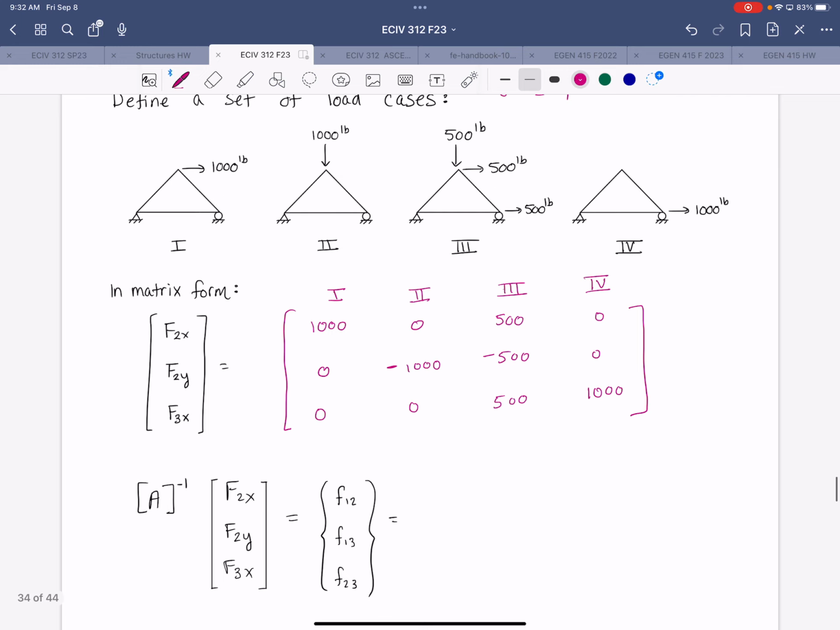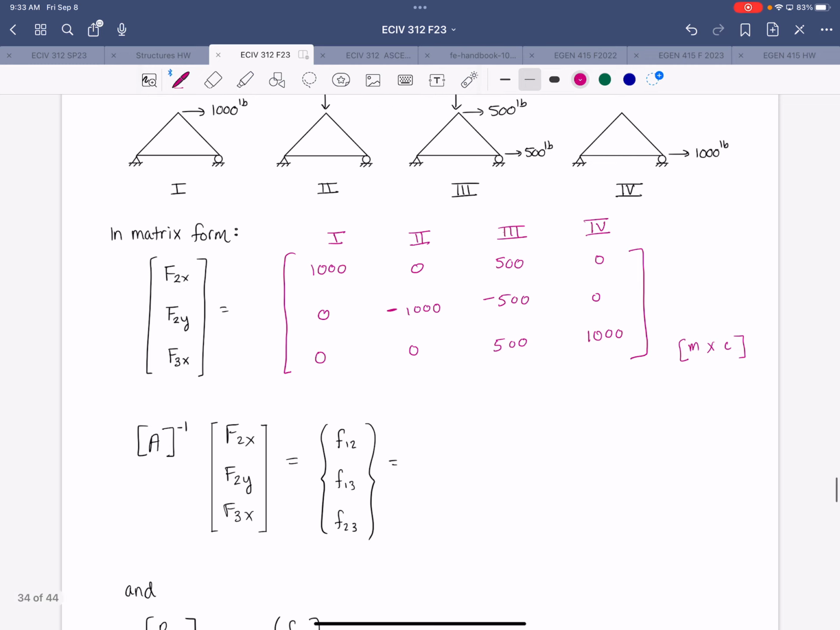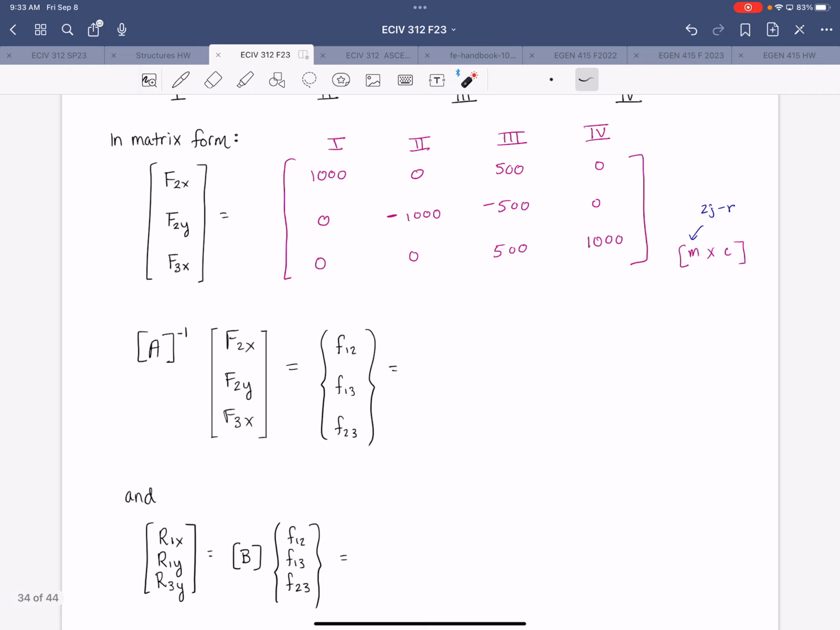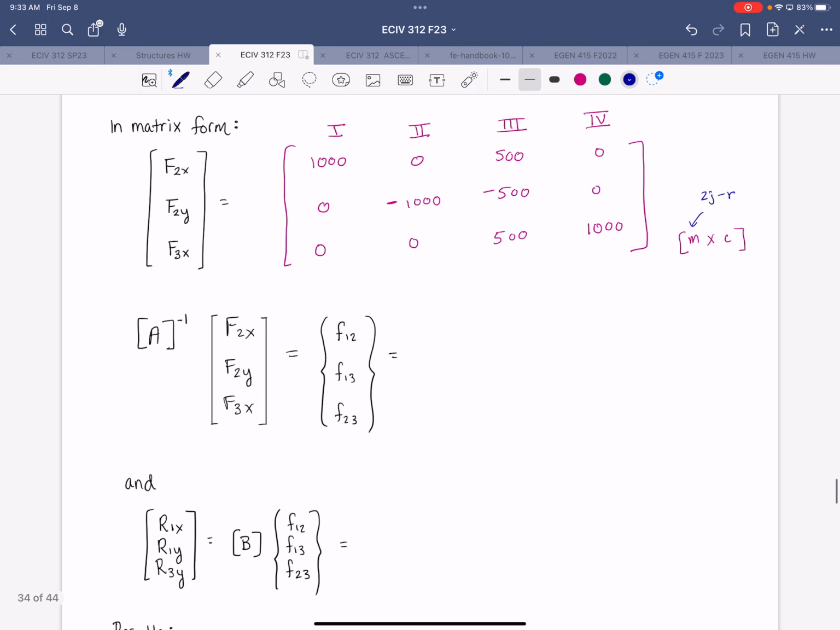So the size of this matrix, as you can see, we have M rows and C columns. I know it doesn't fully make sense, like, why would that be M? It's because it's determinate, remember. It's 2J minus R is really where that comes from. Because we started off with 2J rows, and then we took out all the unknowns, which are the reactions. So what we're left with is M because it's determinate.